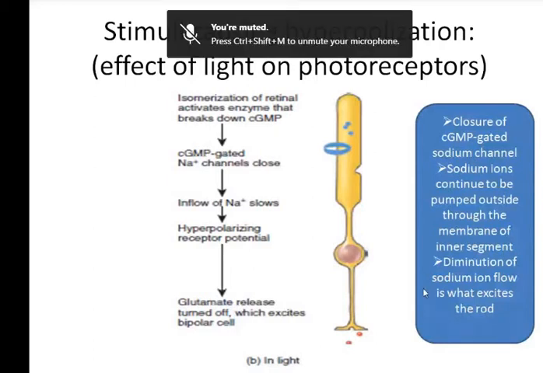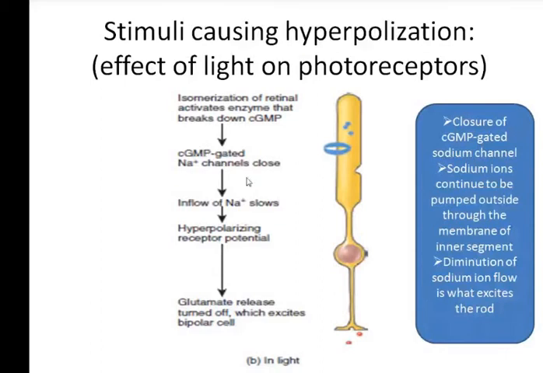Now, if you look at here again, I have told you that isomerization is going on, and cis is converted into trans, and that decreases cGMP, and this cGMP closes the gated sodium channel, so the influx of sodium decreases, and the cell gets hyperpolarized. Another contributing factor for the hyperpolarization of the rod I'll show you in the next slide.